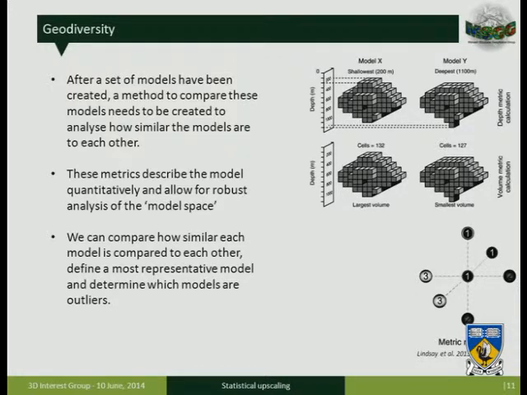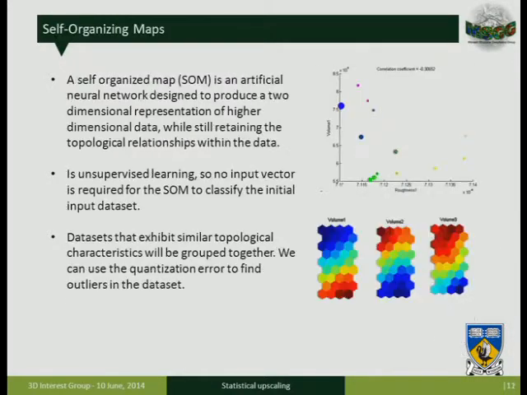Using a whole bunch of different statistical techniques, so principal component analysis or self-organizing maps, we can have a real quick look at what our most representative model is, or what our biggest outlier model is. So I'm going to really quickly touch on self-organizing maps, and this could actually be like 6 or 7 lectures in itself. Basically, a self-organizing map is an artificial neural network designed to produce lower dimensional data from higher dimensional data.